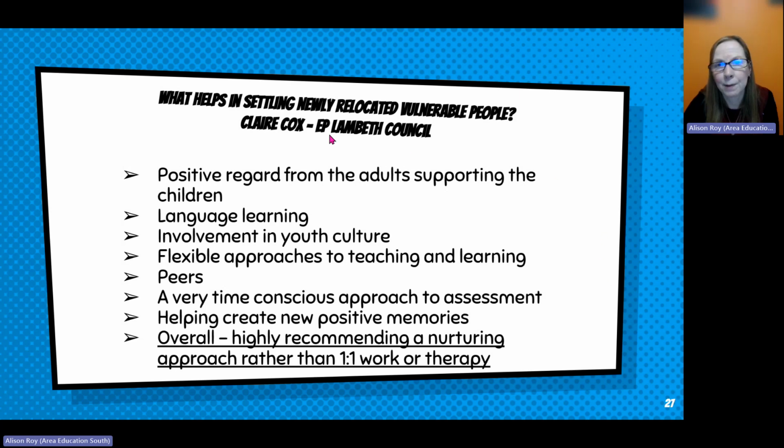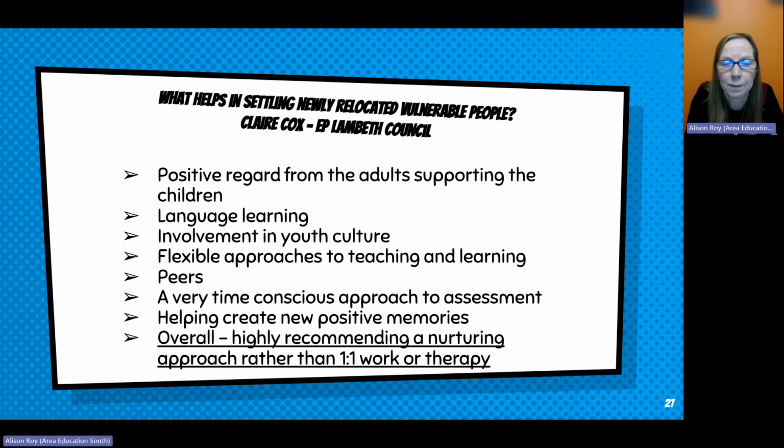Lambeth Council, which has received a high number of children and young people from a refugee background or asylum-seeking background, have developed this resource, which I felt summarises a little bit of what is important. That really, as we said before, the adults are very positive towards the young people in our school, that we try and support them with learning the initial language so they can then communicate with their peers, have access to more of what's going on in terms of the class and the wider school community.